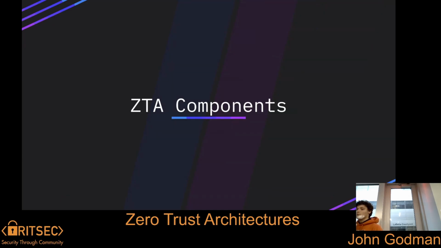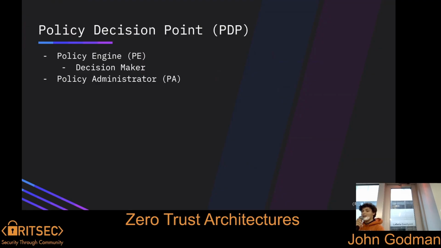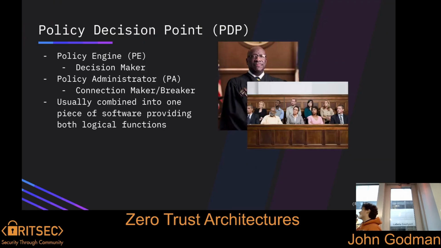All right, so now let's go a little more in depth on the actual components that make up a zero trust architecture. Firstly is the policy decision point, or PDP. No, it's not a DEC computer. As mentioned previously, the PDP is made up of two components: the policy engine, or PE, which makes the decisions per request, and the policy administrator, or PA, which is responsible for making and breaking the connections between subjects and resources. Again, they are usually combined into one singular piece of software that provides both logical functions. But overall, you can think of the PDP as the judge, jury, and executioner.